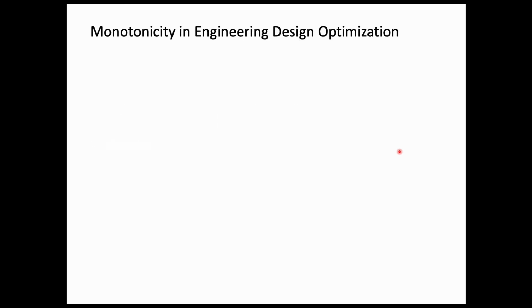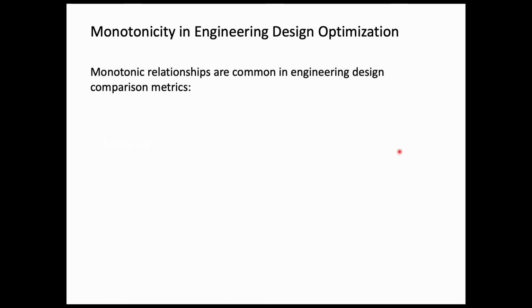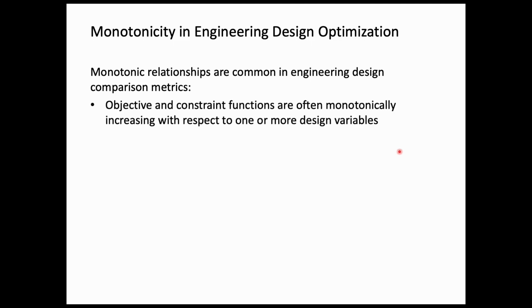In engineering design optimization, monotonic relationships are very common. And so this is something that is important to know how to manage. Often, objective and constraint functions will monotonically increase or decrease with one or more design variables. In most cases, we are dealing with multivariate functions, and we do need to look at monotonic relationships of functions with respect to each individual variable.